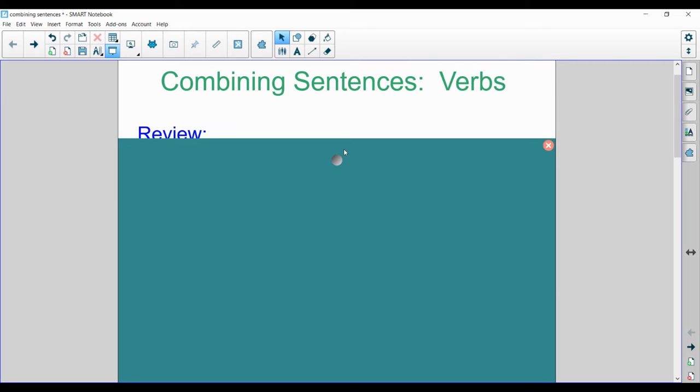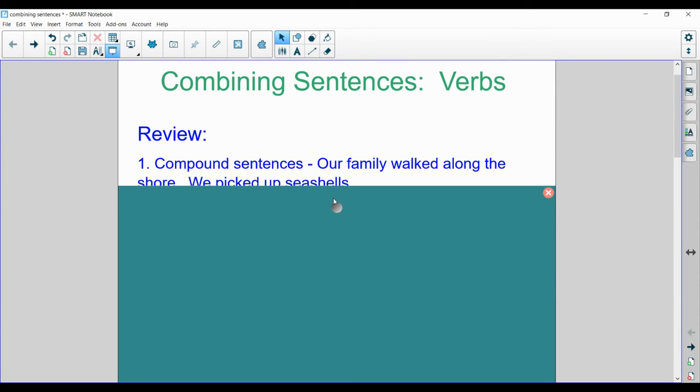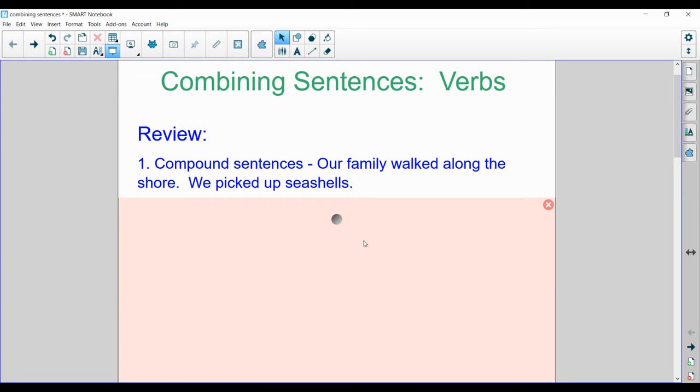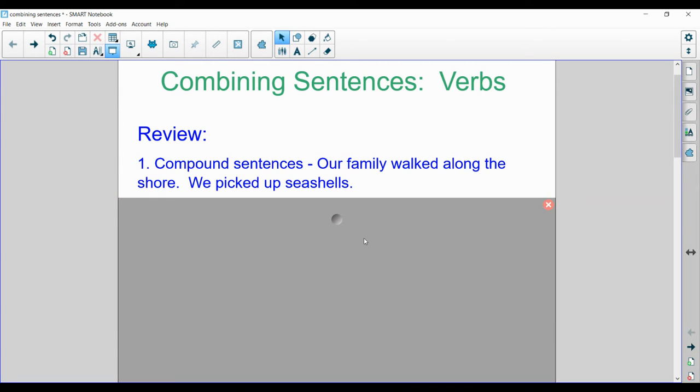Okay, so going back all the way to the beginning of the year, first thing we did was compound sentences. That's when we take two complete sentences and we join them with the comma and an and. The sentences have things in common in what they mean. Our family walked along the shore. We picked up seashells.